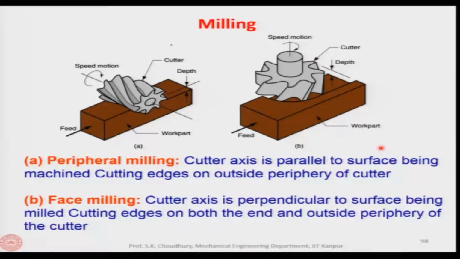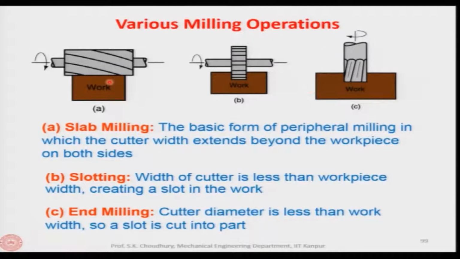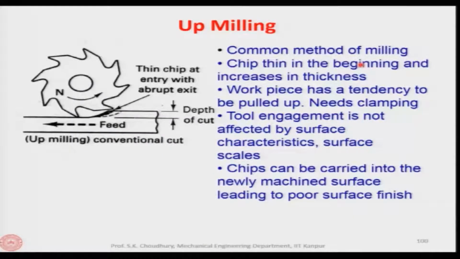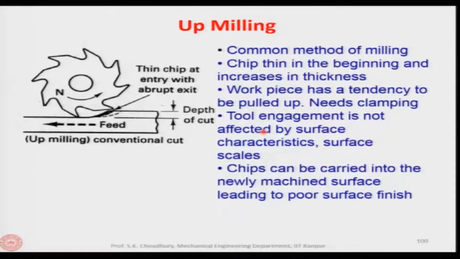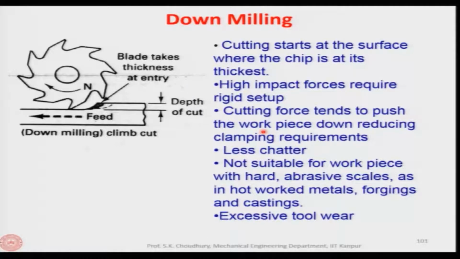And this is the milling, where we have the peripheral milling, face milling, slab milling, slotting, end milling. We have the up milling and down milling, you know that in up milling the direction of the milling cutter rotation and the feed are different, down milling is the same, and these are the specifications of what happens in the case of down milling or up milling. These are common things, there is no science behind this.